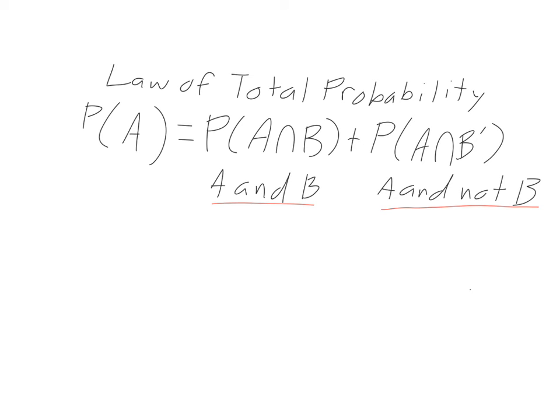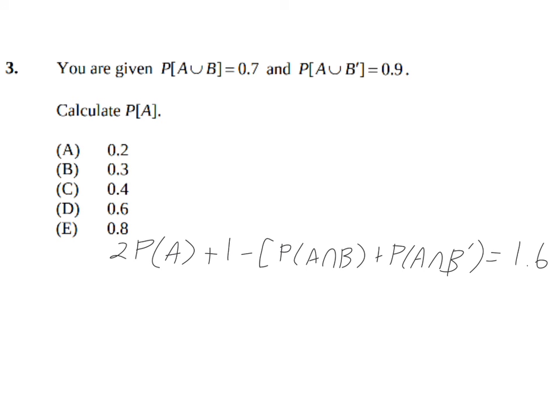Now, let's bring this back to our equation that we had just had. And here we see this thing inside the parentheses is exactly equal to probability of A. Well, there's a few interesting things that happen here. We have 2 probability of A minus 1 probability of A, and that gives us just probability of A plus 1 equals 1.6, and then the algebra gets really, really easy. All we do is subtract 1, and we have probability of A equals 0.6.